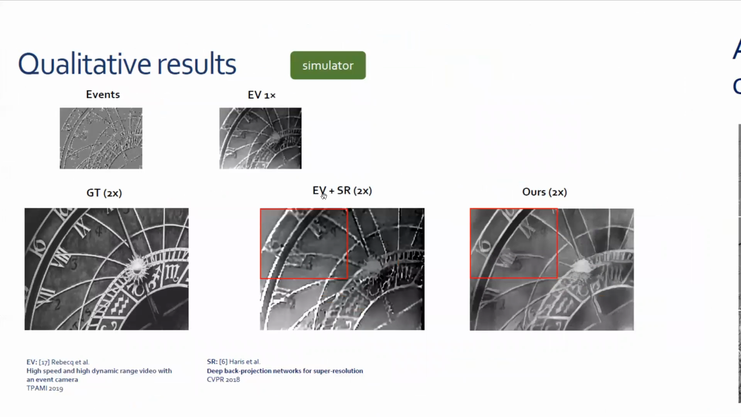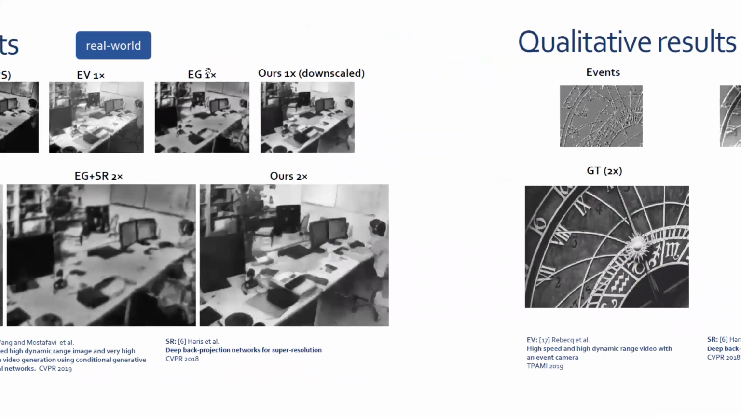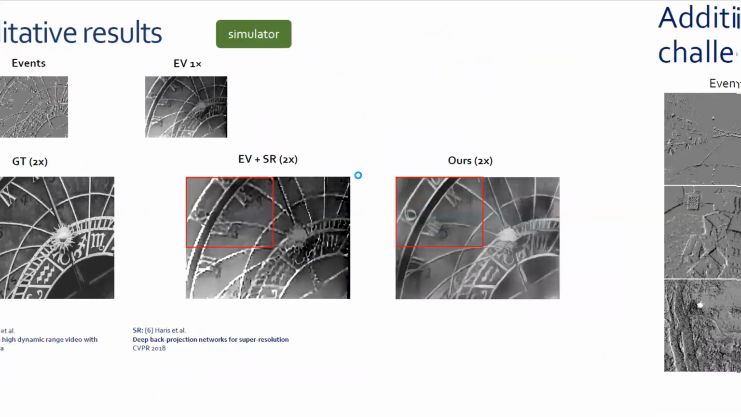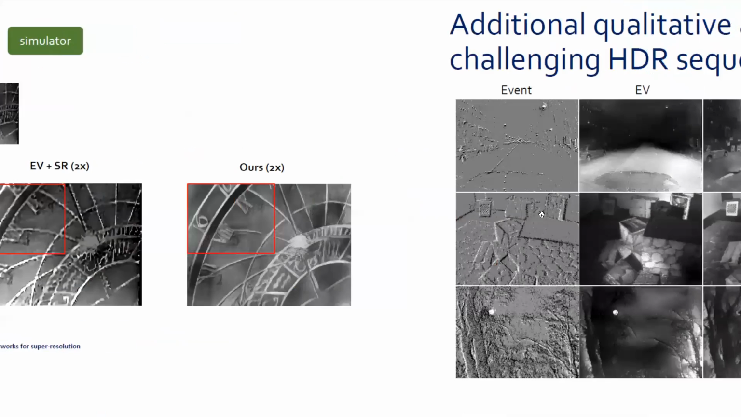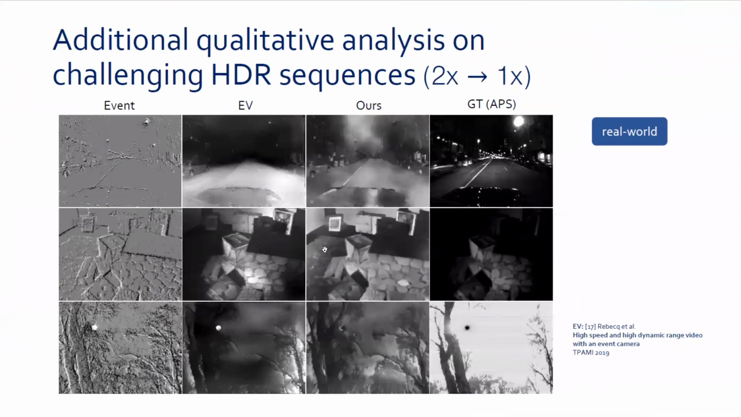EV is the state-of-the-art event to image reconstruction, and over here, EG is our previous CVPR 19 paper. The quality of our new method is much better than the previous ones. We also show the performance of our method on some challenging high dynamic range sample real sequences, in which our method reconstructs higher quality images in comparison to other methods under diverse challenging illumination settings.